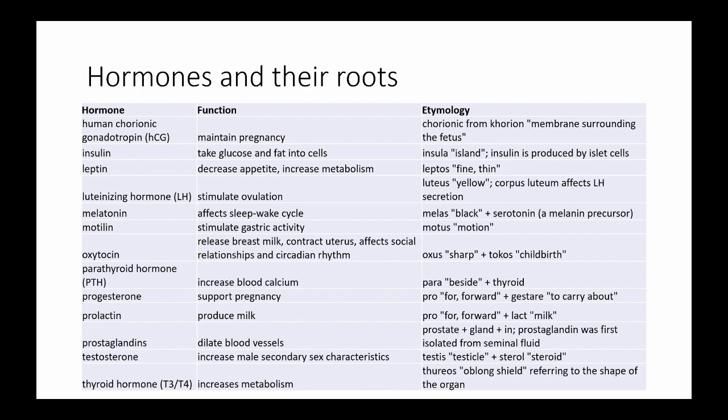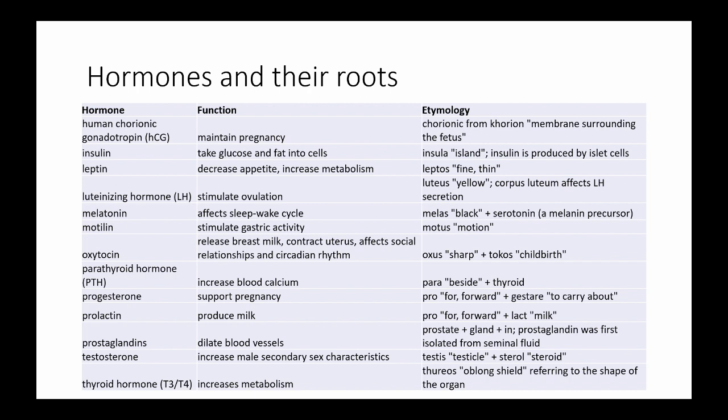Parathyroid hormone, or PTH, increases blood calcium. It comes from para, meaning beside, plus thyroid. This is referring to the fact that the parathyroid glands are beside the thyroid gland. Progesterone supports pregnancy. It comes from pro, meaning for or forward, plus gestare, to carry about.